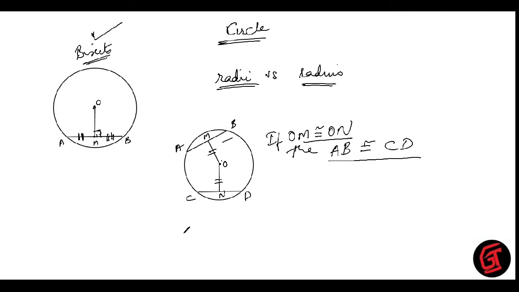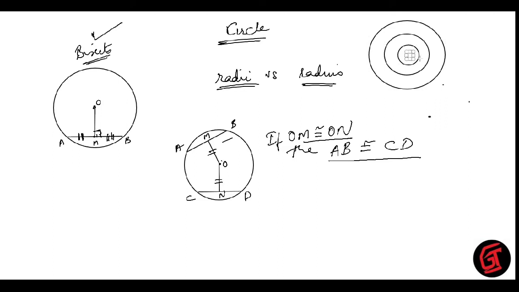What is the meaning of concentric circles? Suppose I draw a circle like this here, 1. I draw another circle inside, 2. Suppose I draw another circle inside, 3. Suppose I draw another circle inside, 4. So all these circles are called concentric circles.